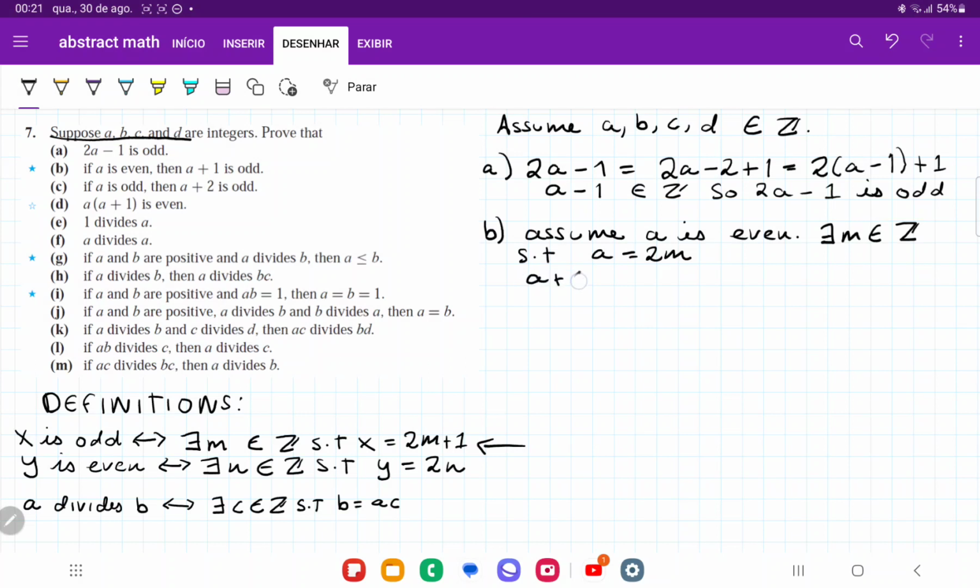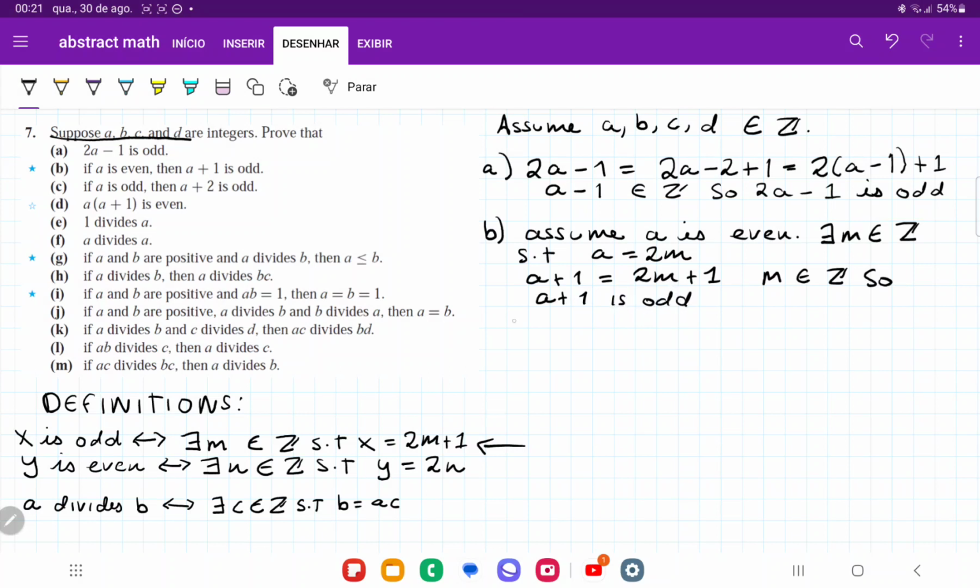So a plus 1 is going to be equal to 2m plus 1. And then this clearly satisfies the definition for odd number, right? Because m is an integer. So say m belongs to the set of integers. So a plus 1 is odd.